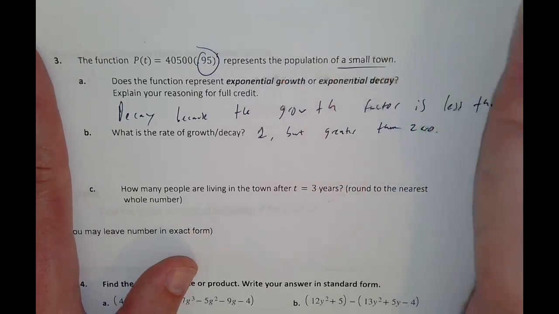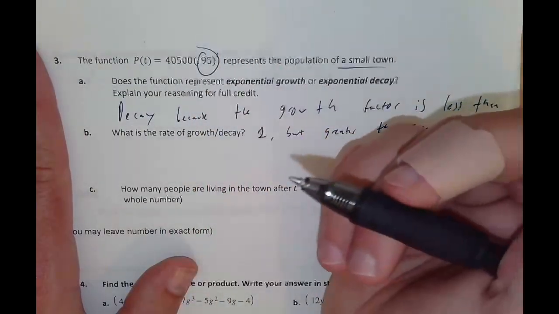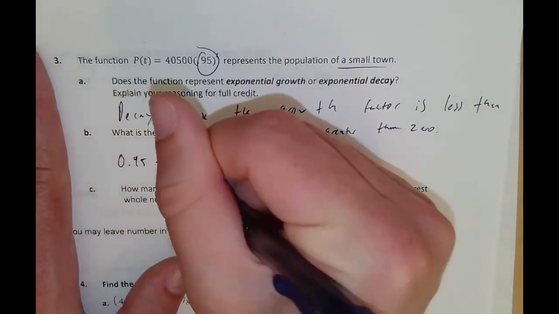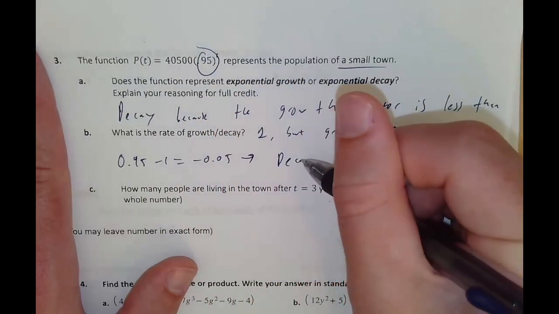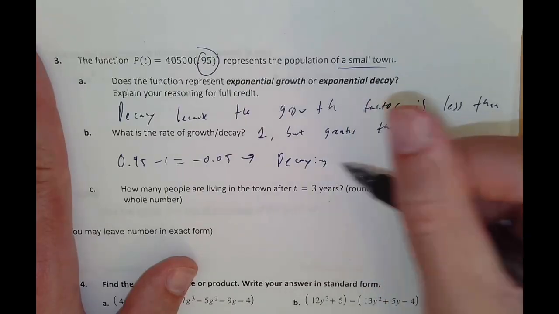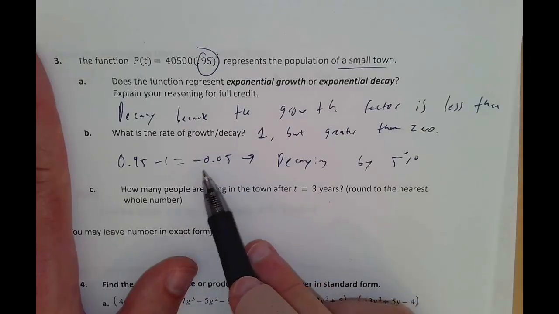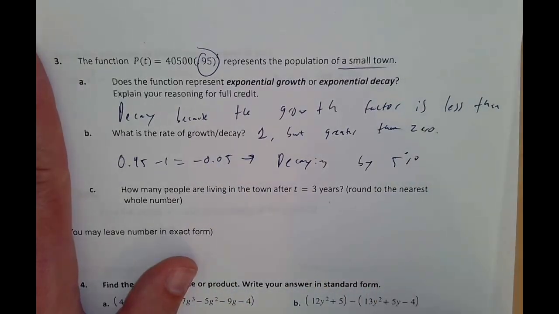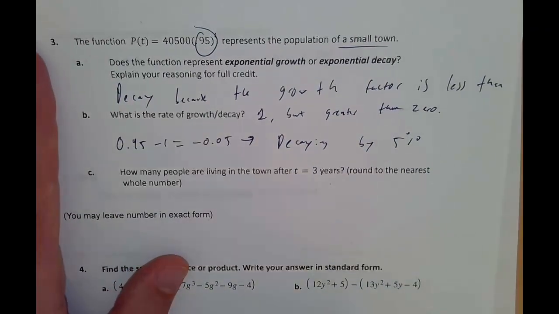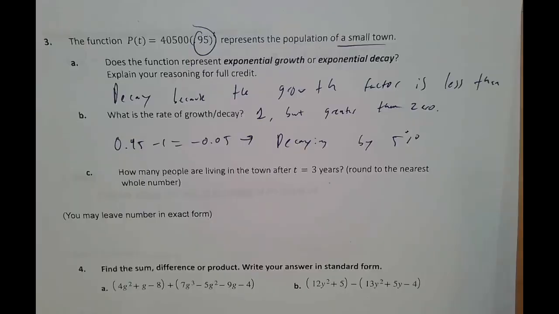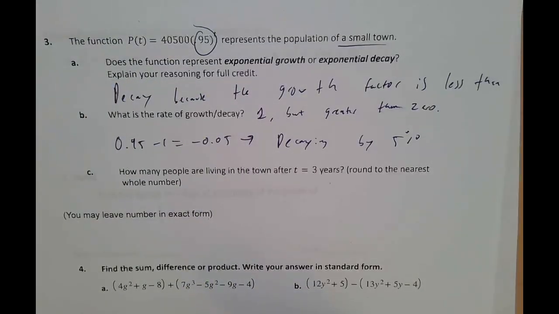To find the rate of decay, we can do whatever this number is minus 1. So 0.95 minus 1 is negative 0.05, which means it's decaying by 5%. 0.05 is 5%, so that means decaying by 5%. If you're confused in this question, you can just type into your calculator and see, as t goes up, is this getting bigger or smaller?